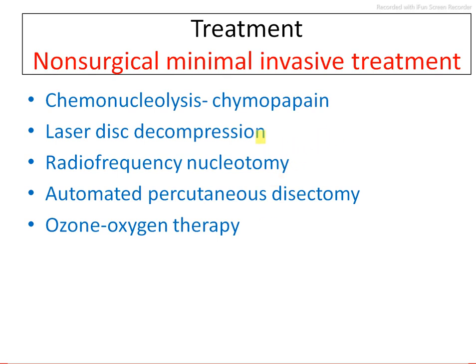And another thing you can see here is non-surgical minimally invasive treatment. The first one is chemonucleolysis. What it does is that the injection is put into the nucleus pulposus, and the content of the nucleus pulposus is decreased, and because of that there will not be much tension, and it acts in such a way that the content is less in amount and the displacement force is slowly decreased.